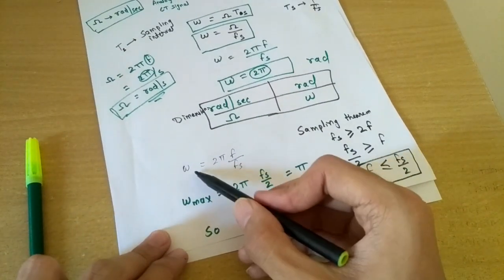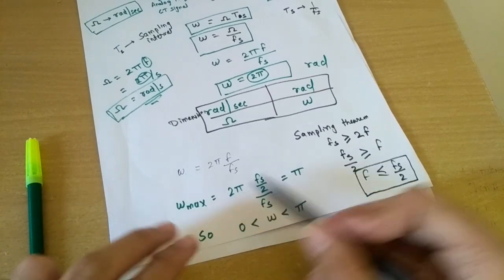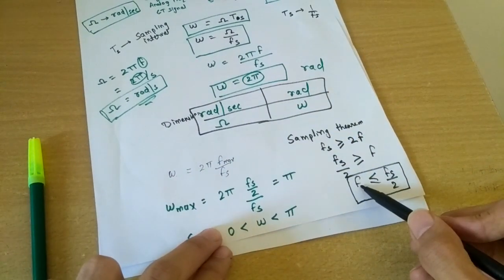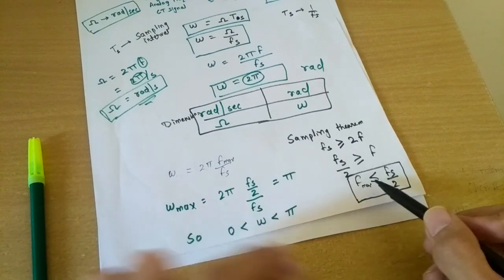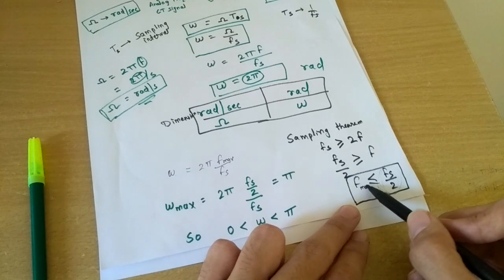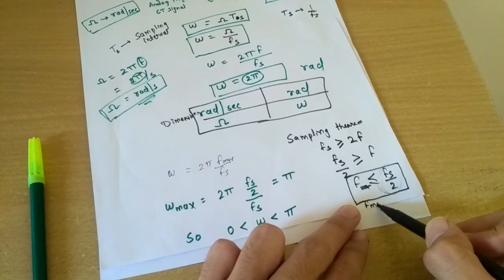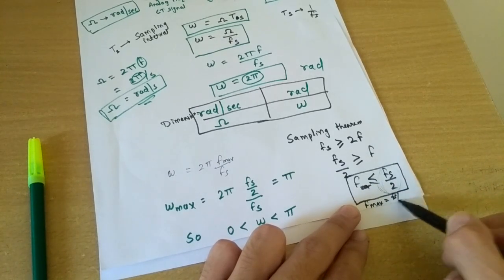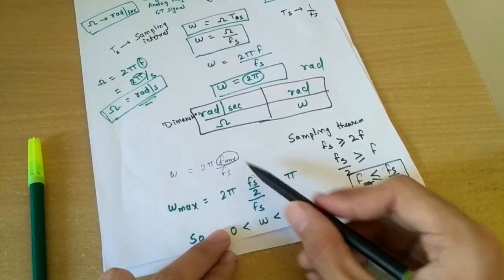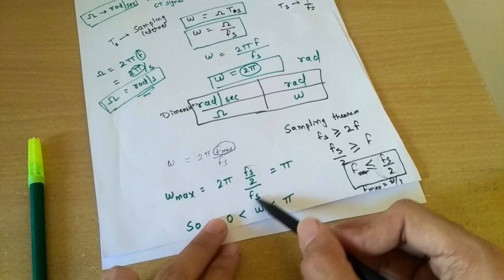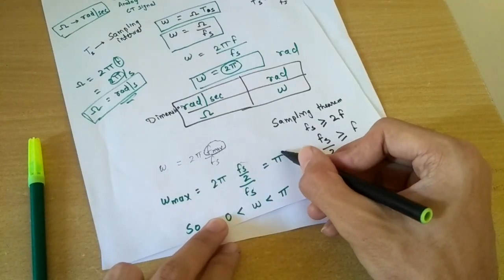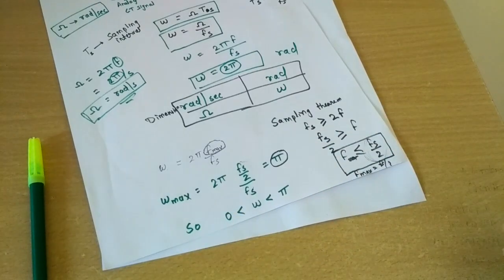So we can say that omega max will be this f max divided by fs, and we know that f max is nothing but, since f is less than or equal to fs by 2, the maximum value will be fs by 2, right? So we can say from here that f max will be fs by 2. So we are just putting fs by 2 in place of f max. You can see that fs will get cancelled and 2 will get cancelled, and we are left with omega max equal to just pi.